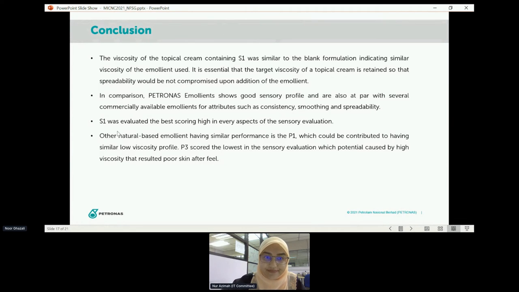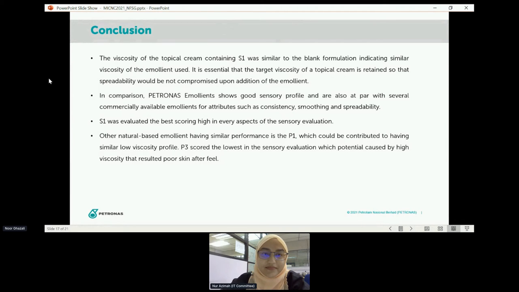And from the test sensory profile that has been established, the S1 sample was evaluated as the best, with high scoring in every aspect of the sensory evaluation. And another natural based emollient, which is a polyol ester based emollient having similar performance, is the P1, which could be contributed by having a similar low viscosity profile.